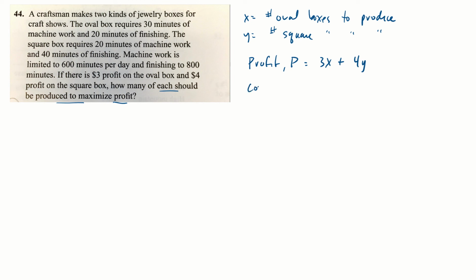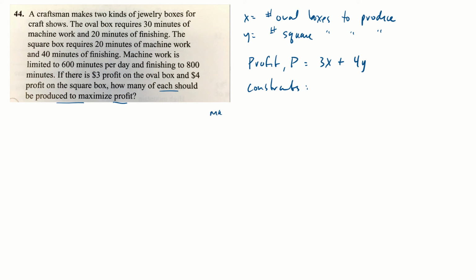Okay, so my constraints will be, let's see, oval box is 30 minutes of machine, 20 finishing. Now I'm reading the details. Square 20 machine, 40 finishing. Machine is 600 minutes a day. Finishing is 800. So the oval box requires 30 minutes of machine work.